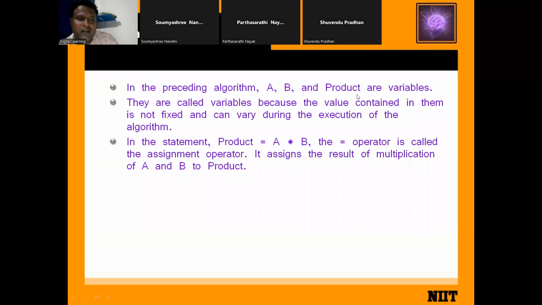A, B, product, these are called the variables. Why is it a variable? Because its value always changes.